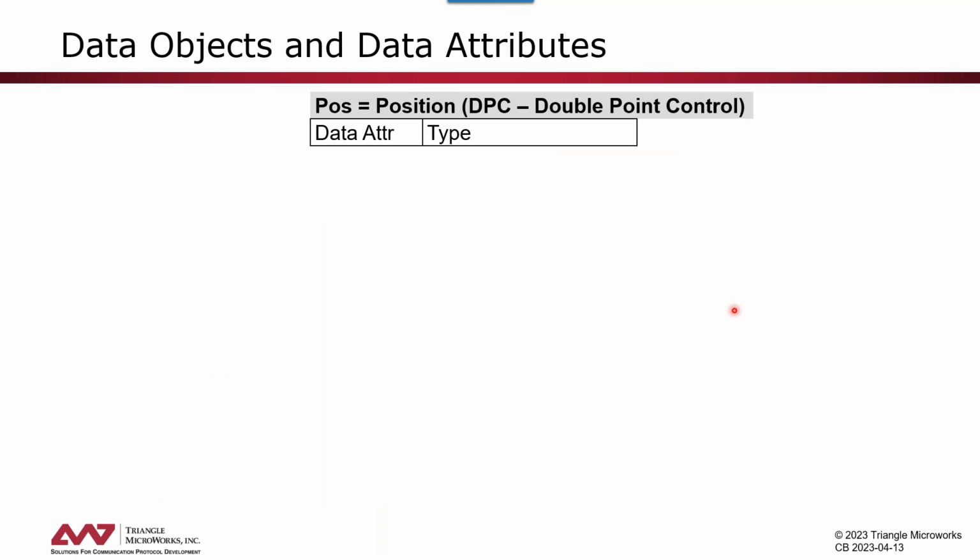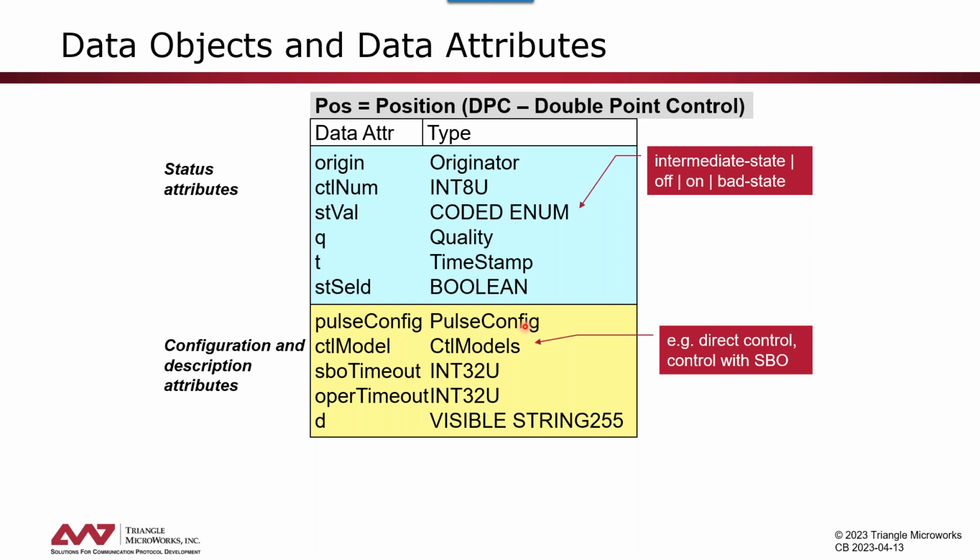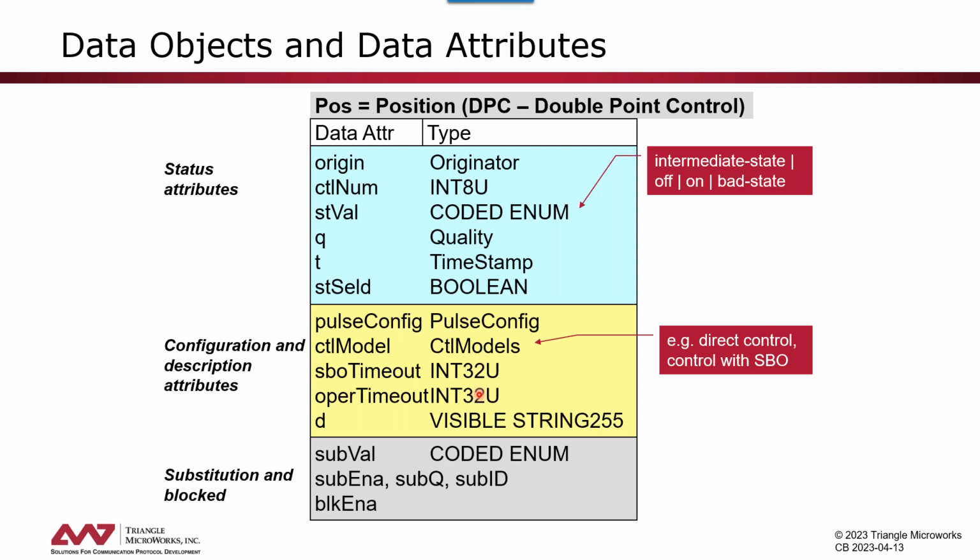Data objects and data attributes: as mentioned, data objects are based on common data classes that are also standardized, in this case, a double point control. In a common data class, we have the real operational attributes like status value, quality, timestamp. But we might also find configuration attributes like pulse configuration. We can configure the output pulse, the control model. If it's a controllable point, are we supporting direct control or control with select before operate? If you have select before operate, there are configuration parameters like timeout. So all this information we will find in the same data object. Of course, typically for reporting of the events, we are limiting it to the operational part, but the other information is also available. We also support substitution or blocking of information.